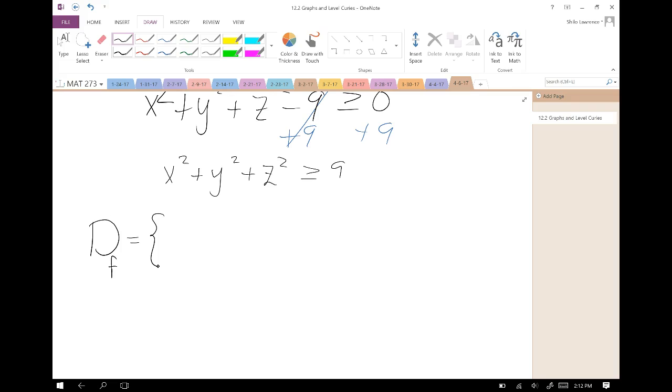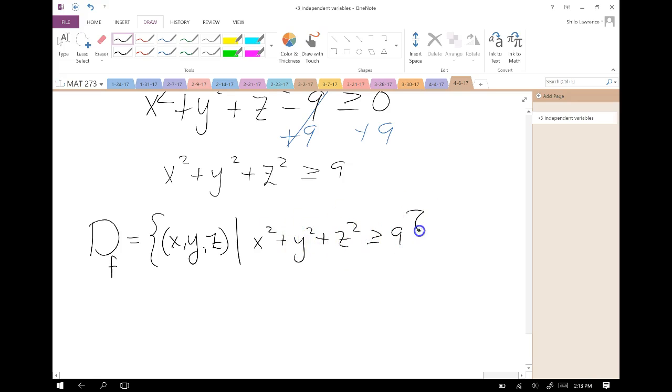The domain for f of x, y, z. This has got 3 independent variables. It's the set of all x, y, z such that x squared plus y squared plus z squared must be greater than or equal to 9. If there's more than one restriction, just a comma is fine, or you can just say and.